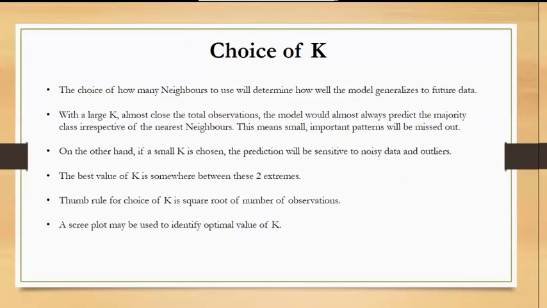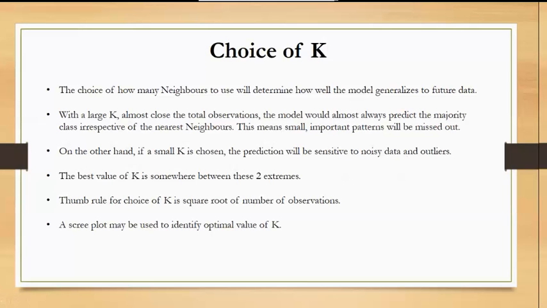You could choose a very high value of K. If your K is very large, almost as much as the number of observations in the data, the model will always predict the majority class. If the value of K is very small, the prediction will be very sensitive to outliers and noisy data. So your best value of K is somewhere between these two extremes.